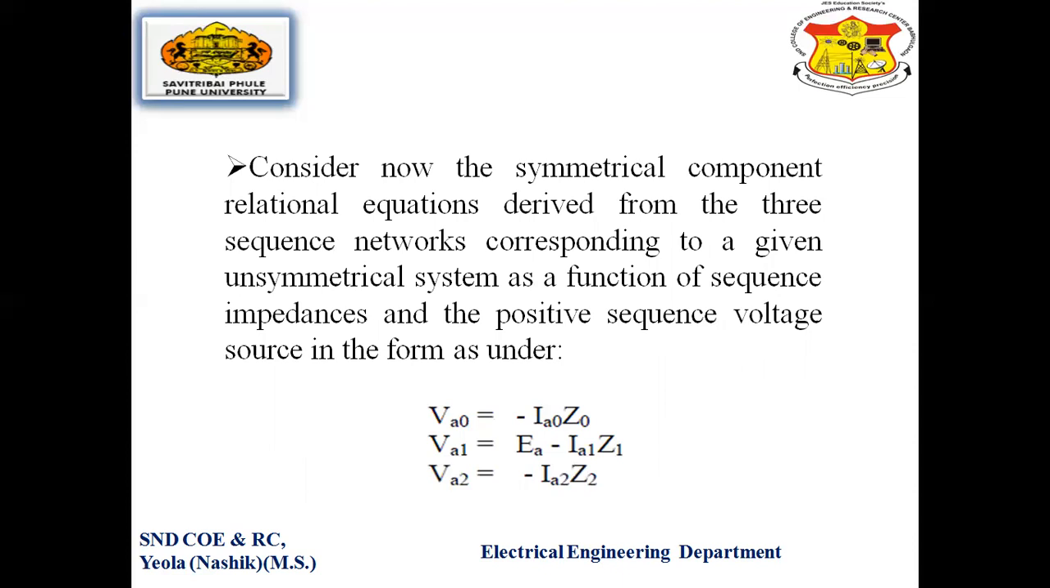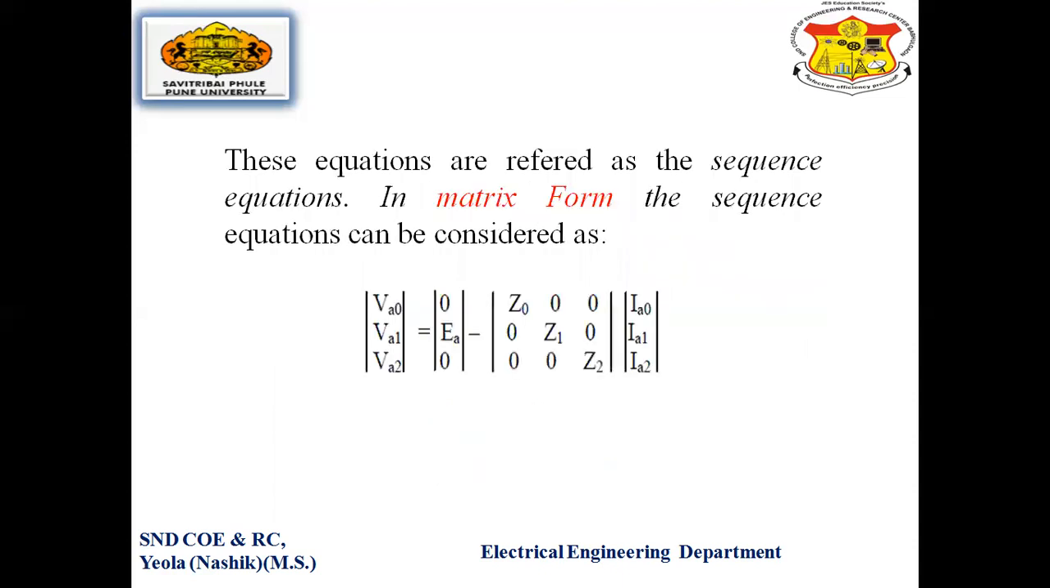Consider now the symmetrical component relation equations derived from the three sequence networks corresponding to a given unsymmetrical system, as a function of sequence impedance and the positive sequence voltage source, in the form of VA0 which is equal to minus IA0 Z0, VA1 which is equal to EA minus IA1 into Z1, VA2 which is equal to minus IA2 Z2. These equations are referred to as the sequence equations.